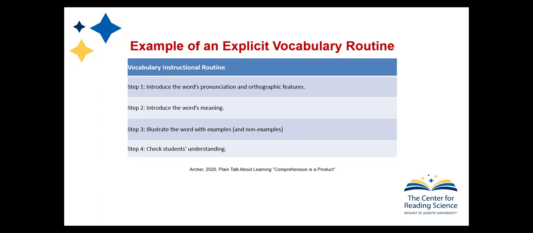When we say explicitly teach vocabulary instruction, what does this look like? Here is one instructional routine that meets the parameters of explicit instruction. First, choosing the critical words, and then walking through these steps to teach them. Step 1, introduce the word's pronunciation and orthographic features, spelling features, showing the word visually and talking about it verbally. Step 2, introduce the word's meaning. Step 3, illustrate the word with examples and non-examples to really help students understand it. And step 4, check students' understanding.